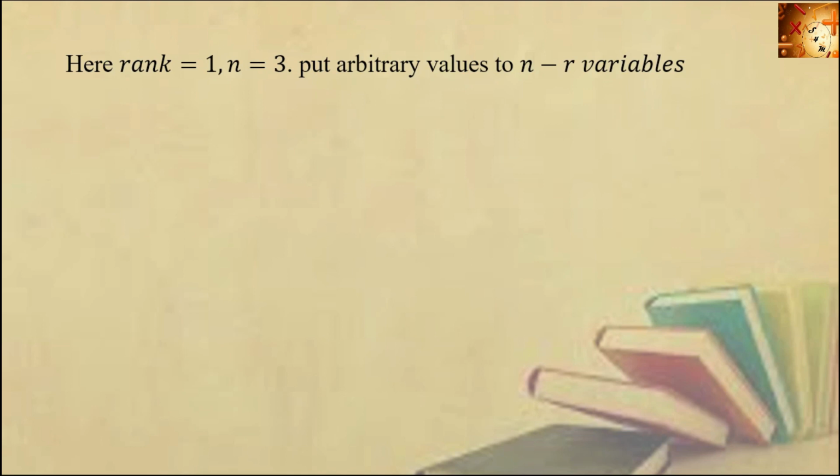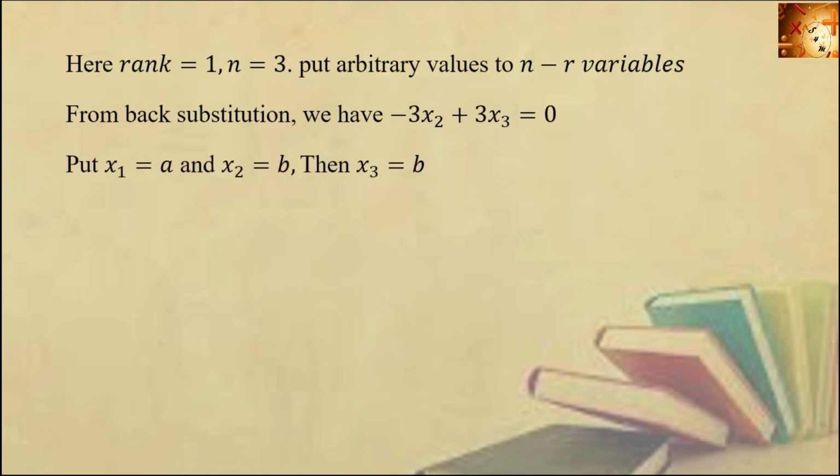So put arbitrary values to n minus r variables, that is 3 minus 1, that is 2. By back substitution, we have minus 3x2 plus 3x3 equal to 0. Only one equation. So substitute x1 as a and x2 as b. Then substituting in this equation, we have x3 equal to b. In another way, we can substitute x2 equal to a and x3 equal to b. But when we substitute like this, we have no idea about x1 because here in the equation x1 is absent. So this is not a possible way.